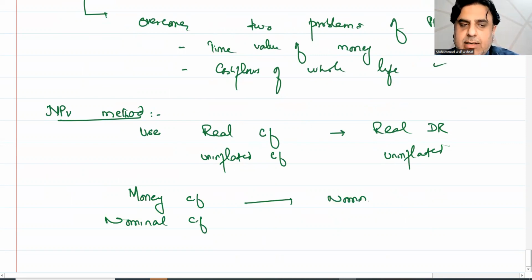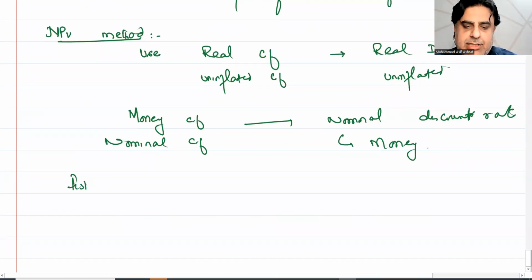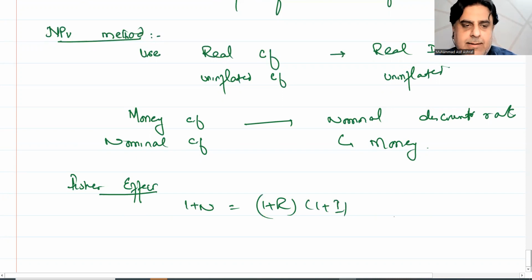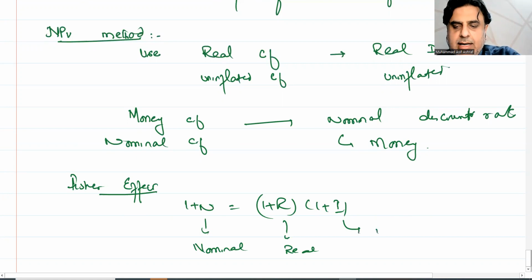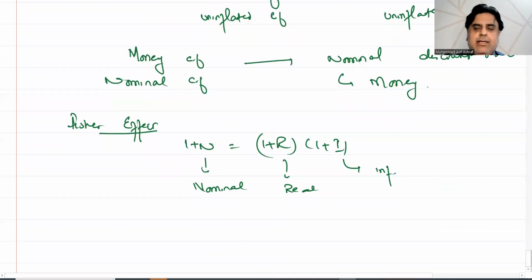Always use nominal or money discount rate. Nominal discount rate or money discount rate means inflated discount rate. There is an equation, the Fisher effect equation: 1 plus n equals 1 plus r into 1 plus i, where n is the nominal discount rate, r is the real rate, and i is the inflation. This is the formula to convert real into nominal and nominal into real.